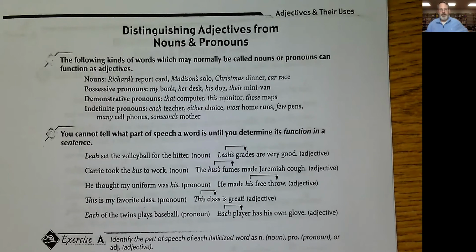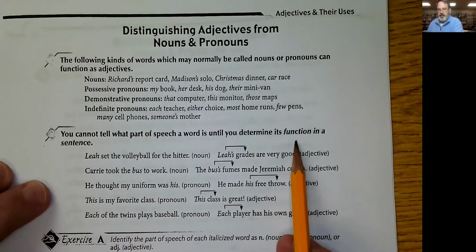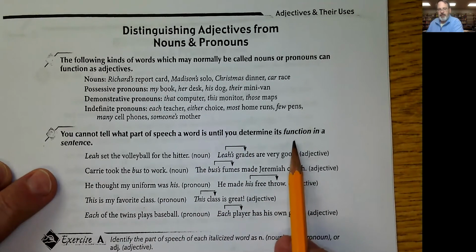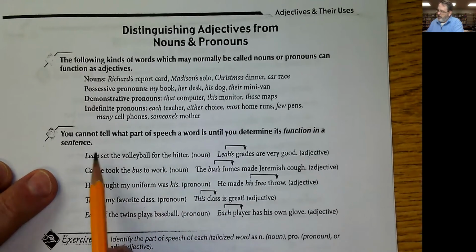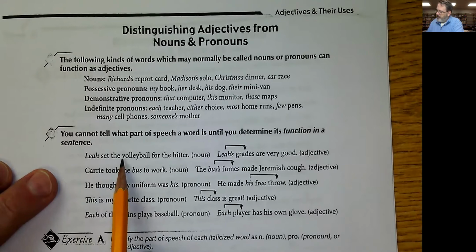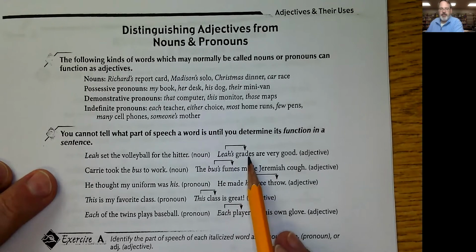Okay. So now, you cannot tell what part of speech a word is until you determine its function in a sentence. That makes sense. You've got to know how it's being used before you can determine which part of speech it is. Leah set the volleyball for the hitter. Leah is a noun in this case. Leah's grades are very good. Leah's is part of an adjective describing grades in this case.